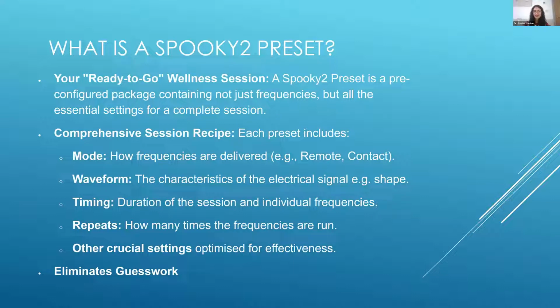Each preset contains the frequencies and how they are delivered. So for example, for remote contact, it contains a waveform: the characteristics of the electrical signal, for example its shape, the shape of the wave, also the timing, the duration of the session, the duration of the individual frequencies, and repeats, how many times the frequencies are run. And there are other crucial settings as well that are optimized for effectiveness. Essentially, it eliminates guesswork because you don't have to worry about any of these factors. You can just click a preset, put your program in and click run, and it's as easy as that.